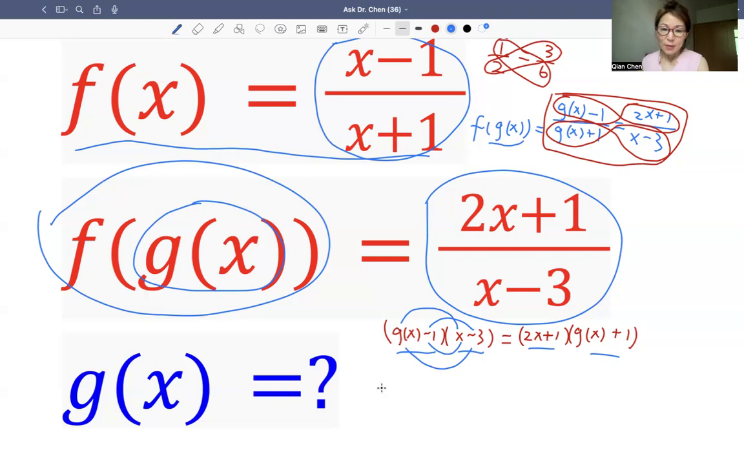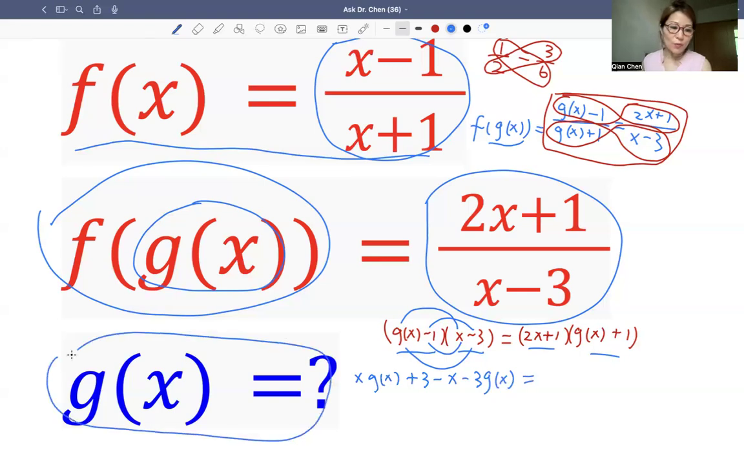So g of x times x, so I have g of x times x. So let's write x in front of g of x. Then -3 times -1 is +3. -1 times x, that's -x. G of x times -3, that's -3 g of x. So we're treating g of x as an input, as a variable. So because we need to solve for g of x, that's our goal. We want to find g of x in terms of x.